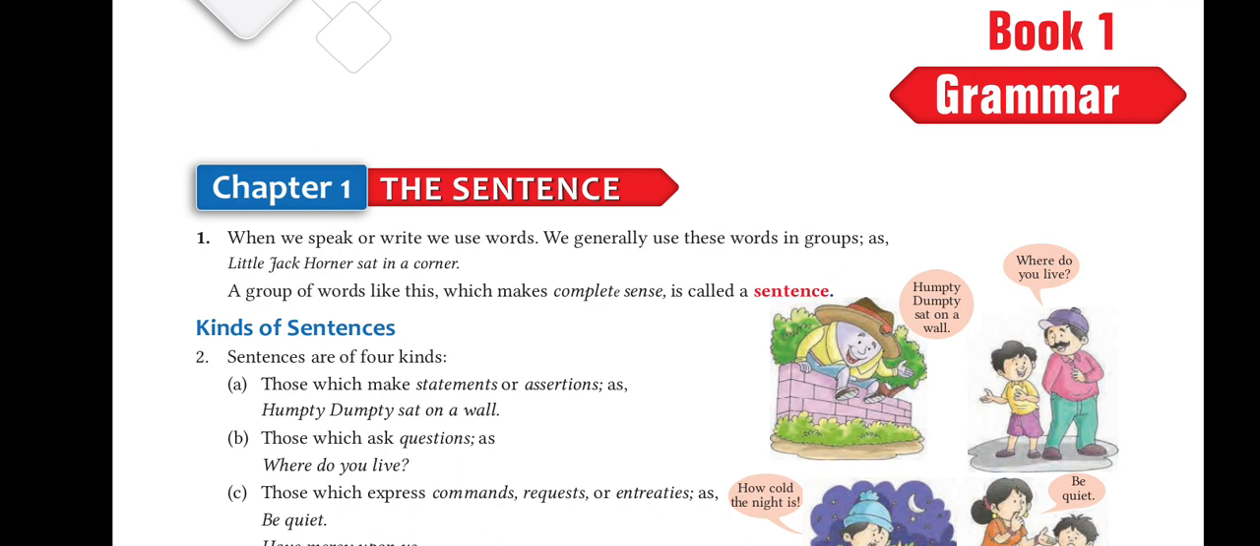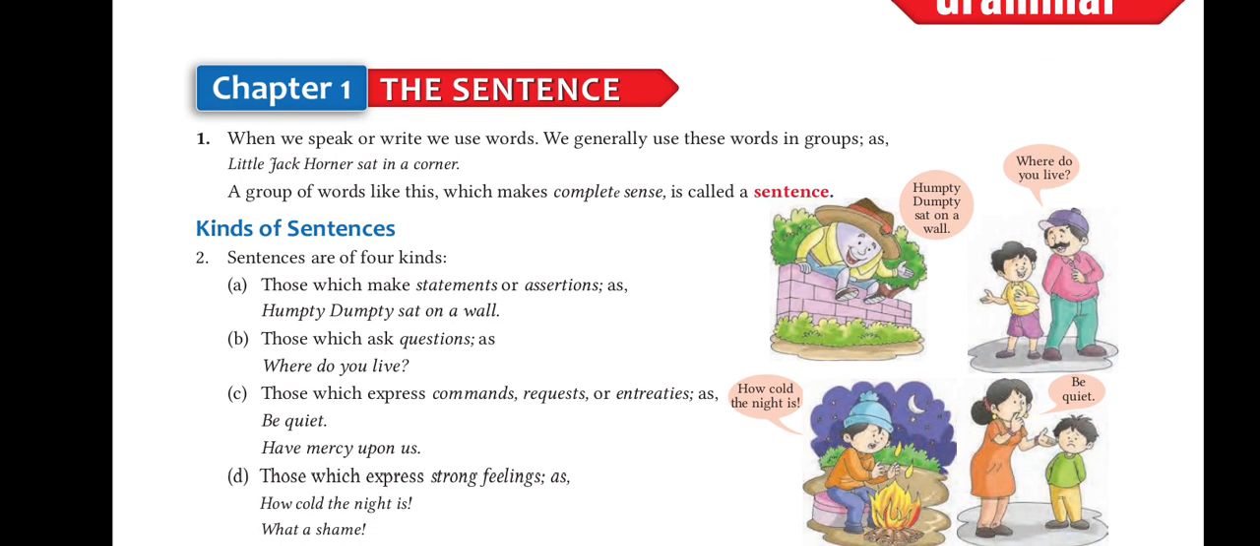Kinds of sentence. Here are mainly four kinds of sentence. The first is those which make a statement or assertion. In this sentence, we make a statement or assertion. An example of this type of sentence is: Humpty Dumpty sat on a wall. Type B, type 2.